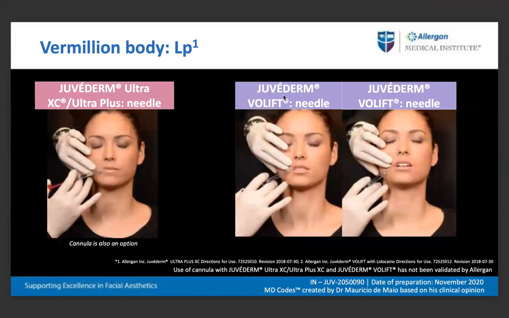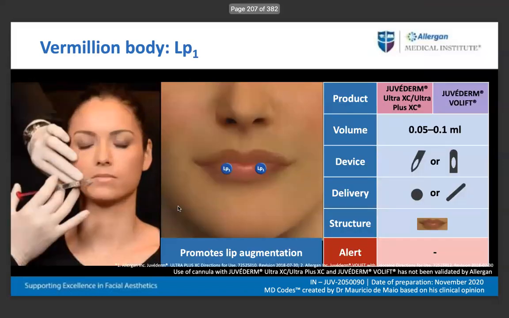So the product could be Lift or Ultra Plus XC. If Ultra Plus XC, then we have to see that it hydrates a lot. So the swelling is going to be more if you're using Ultra Plus XC as compared to Lift. Whenever you're injecting, ask the person to slightly open the mouth. Then this is the vermilion border. Vermilion body.